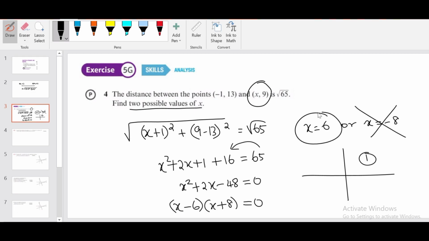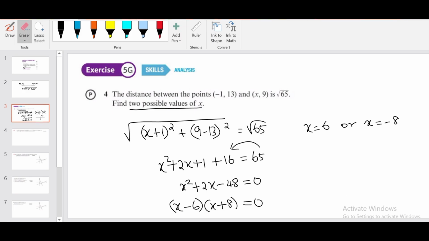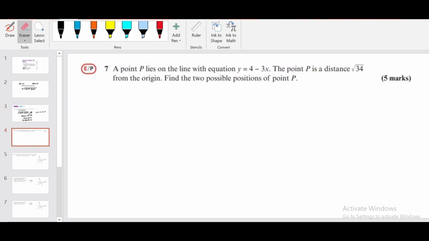If there is extra information given that the point (x, 9) lies in the first quadrant. So always read the question carefully. Here nothing is mentioned, so there are 2 possible values of x. Let's move on to the next question, question number 7 now.